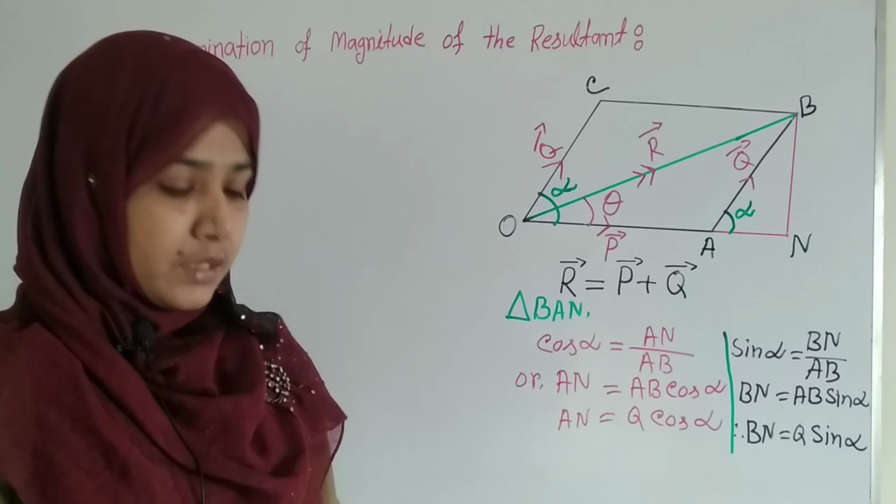Now you can see that OBN is also a right angle triangle, and in triangle OBN firstly I am going to apply the Pythagoras formula. That means we can write that OB square equals ON square plus BN square.